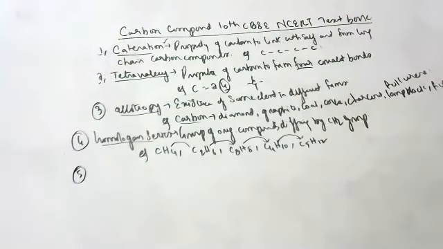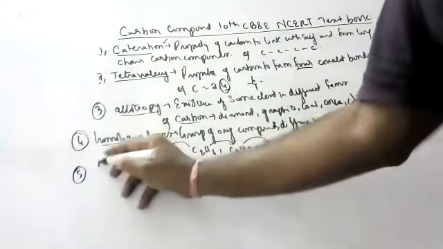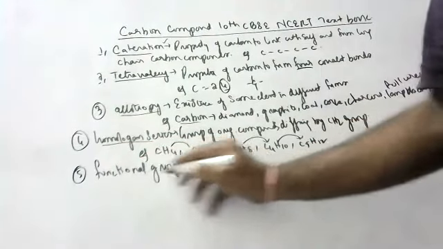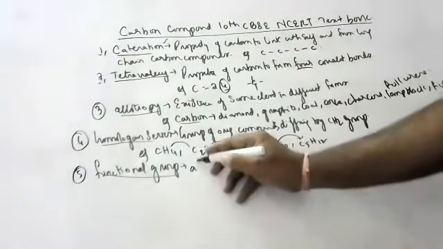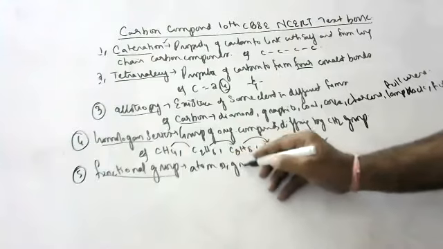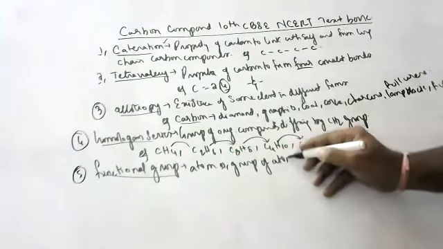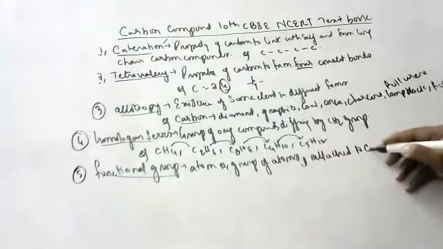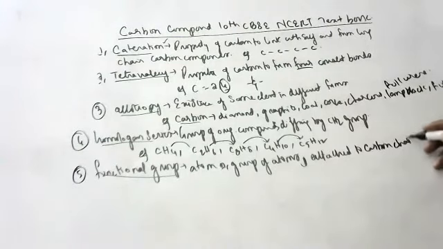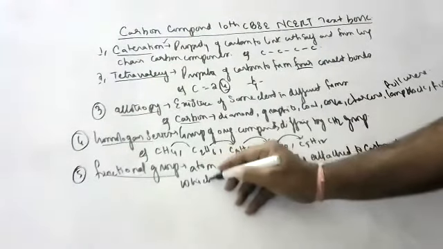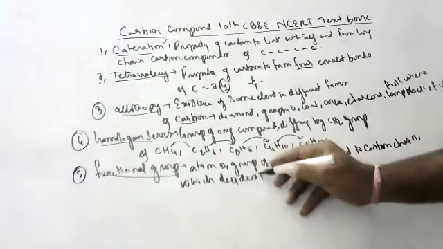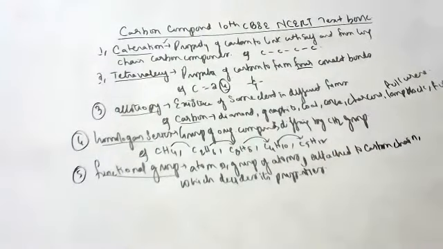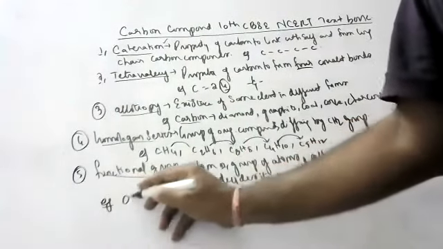Okay, children, next one. Functional group. What is a functional group? It is an atom or group of atoms attached to the carbon chain, which decides its properties.